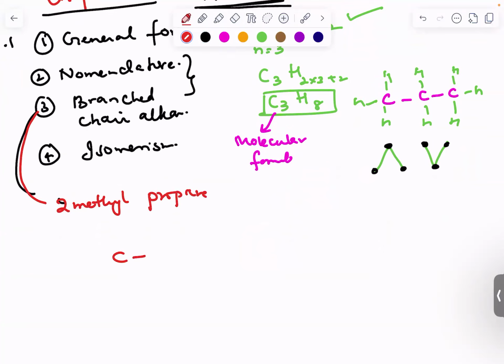Can you help me draw the formula? 3 carbon atoms. Yeah. And the middle one branches into a methyl group, one methyl group, right. So this is called 2-methylpropane. All right. And this is called a branched chain alkane.